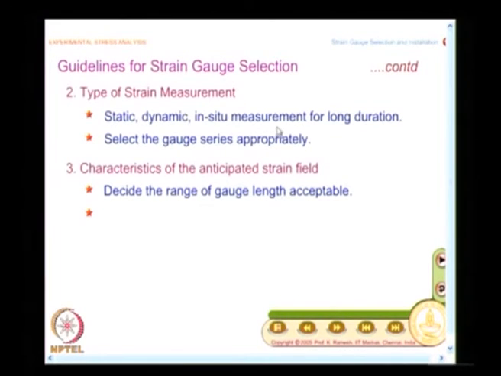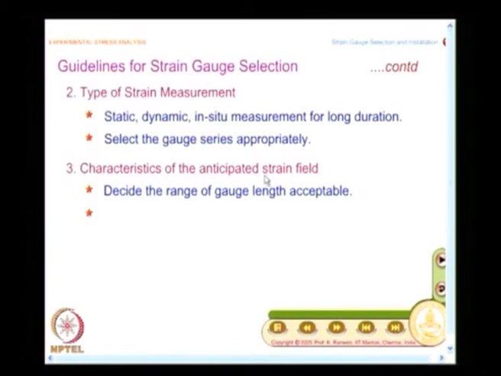So, this helps me to select what is the strain gauge series appropriately, because you have different types of series for static, dynamic and in situ. When I go for dynamic, I can go for isoelastic alloy. When I go for in situ measurements, you may go for a Karma alloy. So, you need to decide the type of strain measurement. And what are the characteristics of the anticipated strain field is the third step.